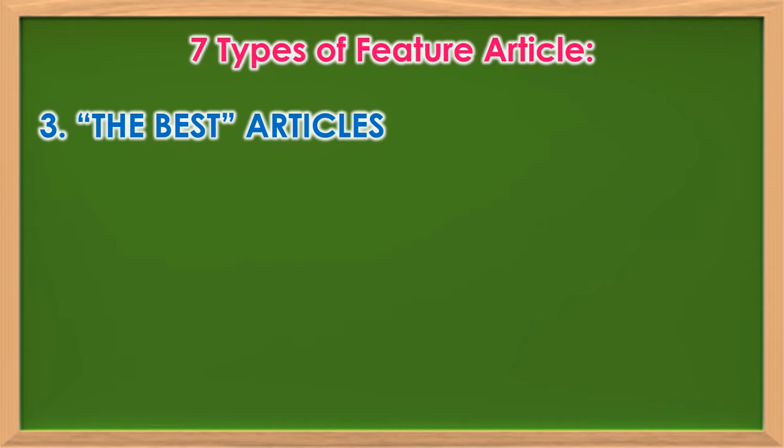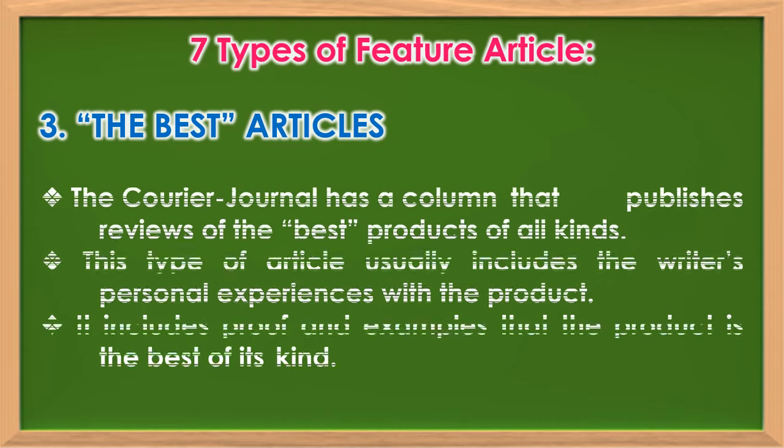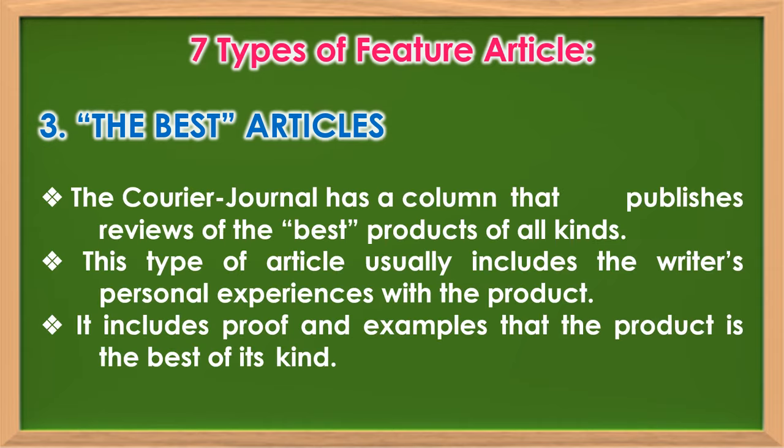Number 3. The best articles. The Courier Journal has a column that publishes reviews of the best products of all kinds. This type of article usually includes the writer's personal experiences with the product. It includes proof and examples that the product is the best of its kind.